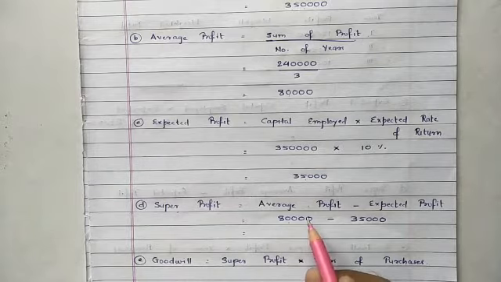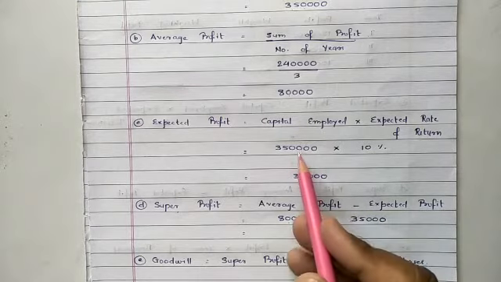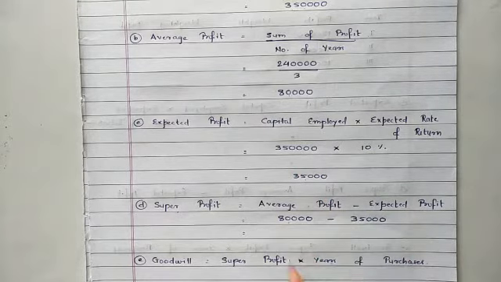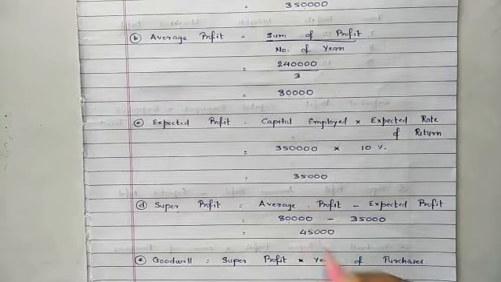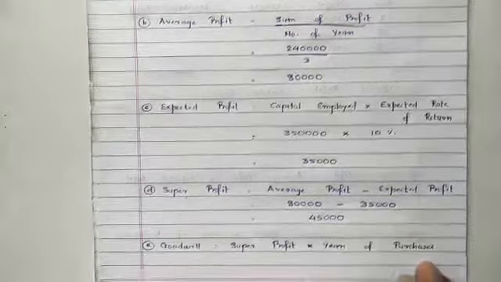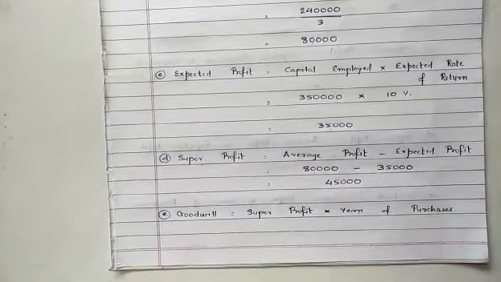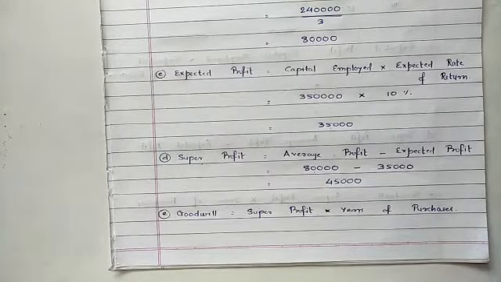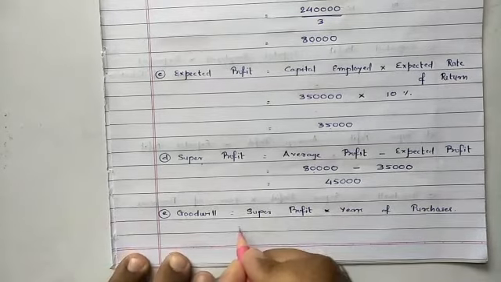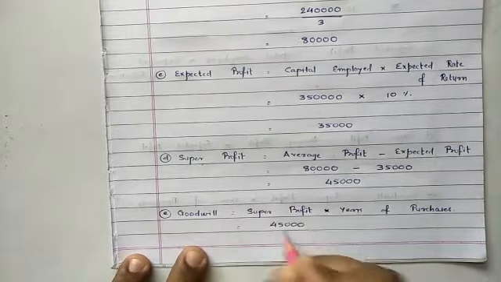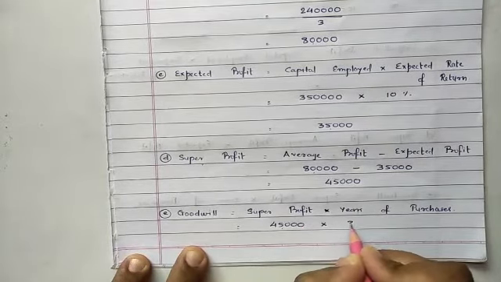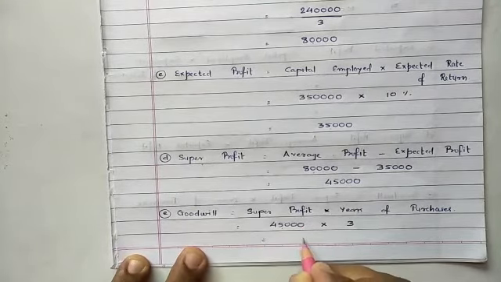In the same way, in this case, average profit was 80,000 and expected profit is only 35,000. So the excess of average over expected is 45,000. That will be termed as super profit. And finally applying the same for calculation of goodwill, super profit multiplied by years of purchases. Super profit we have seen in the previous case was 45,000, multiplied by years of purchases as given in the question, which was 3 years.